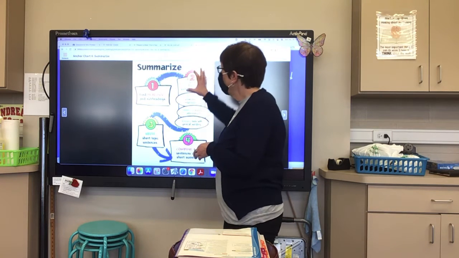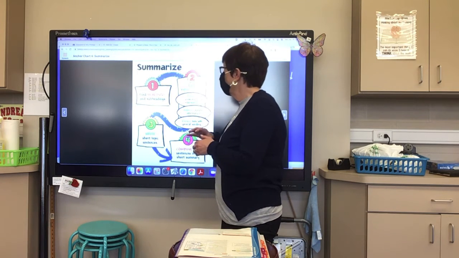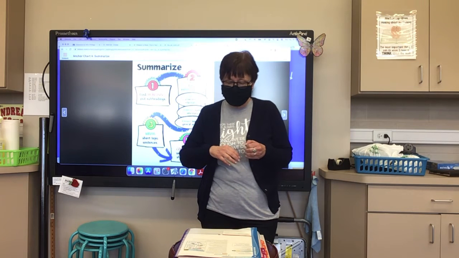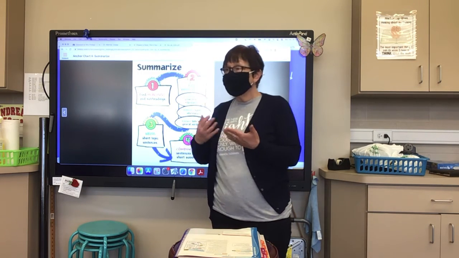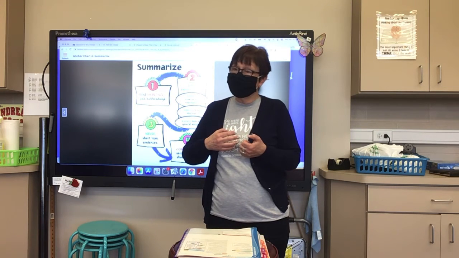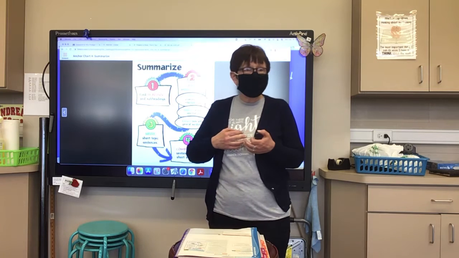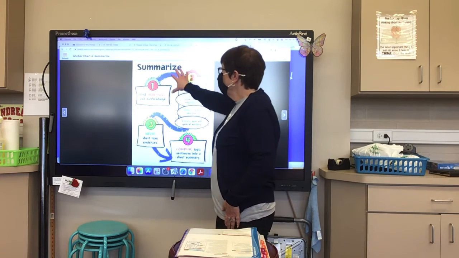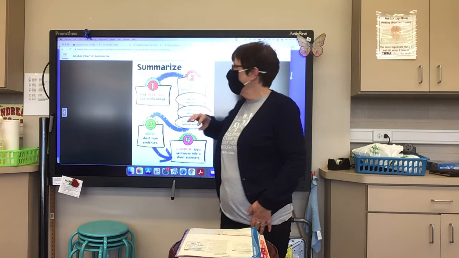Here we have an anchor chart that's going to help remind us of the details in a summary. As you're reading and listening to our story, This Is Your Life Cycle, I want you to think about how you could summarize that story. So here's what we're going to do when we summarize.